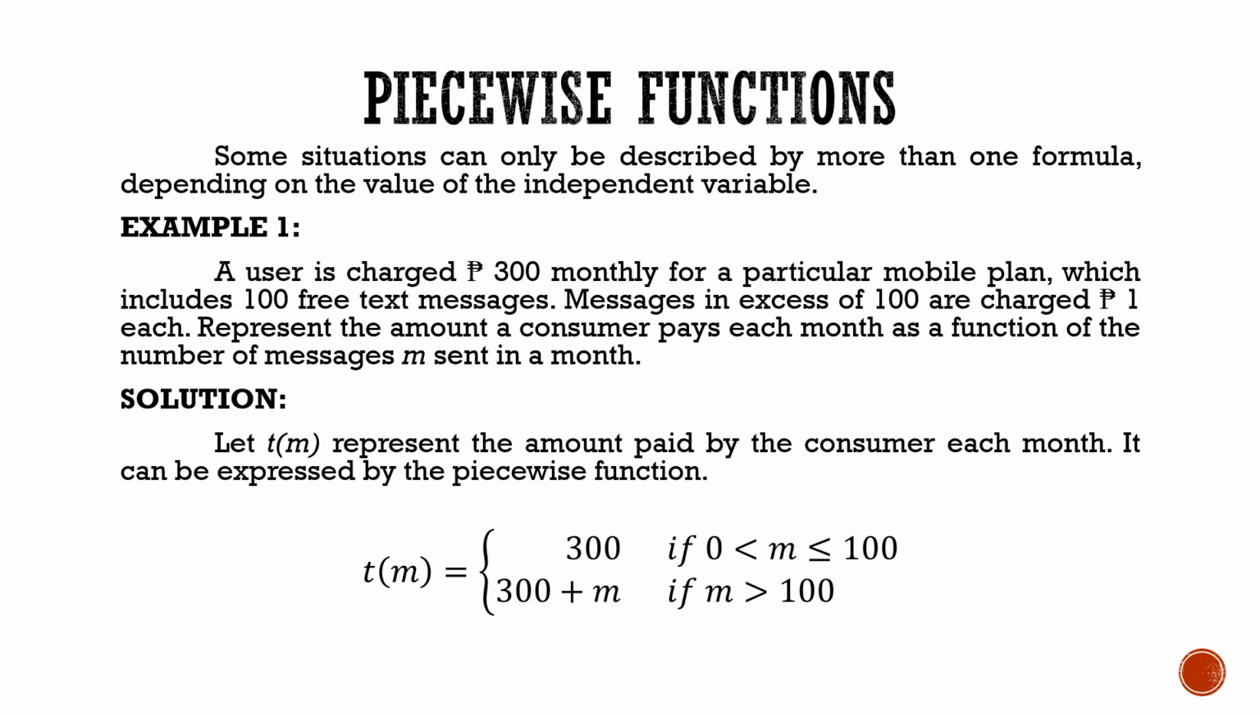So let's deal now with the piecewise function. Some situations can only be described by more than one formula, depending on the value of the independent variable. Our decision on whether to use one or more formulas to describe the given situation will be dependent on the independent variable and the given conditions.